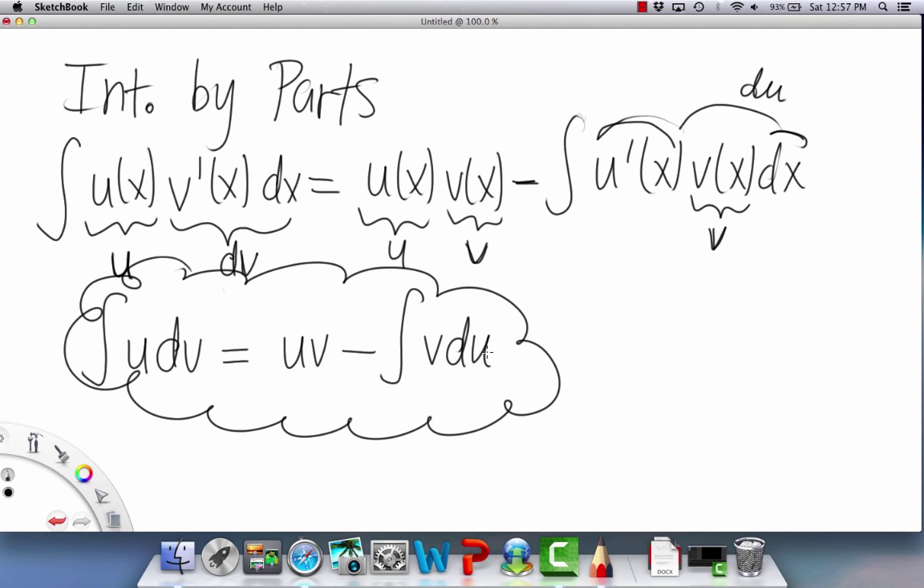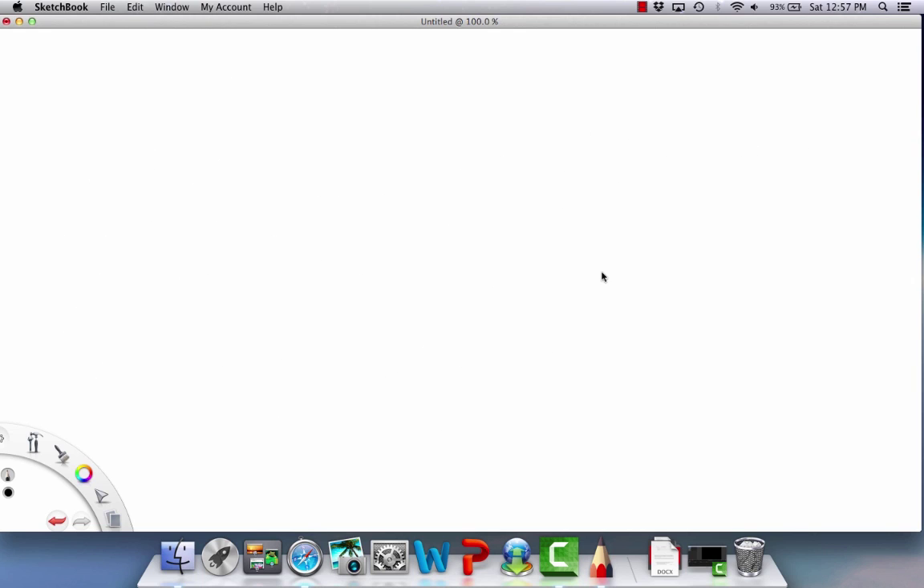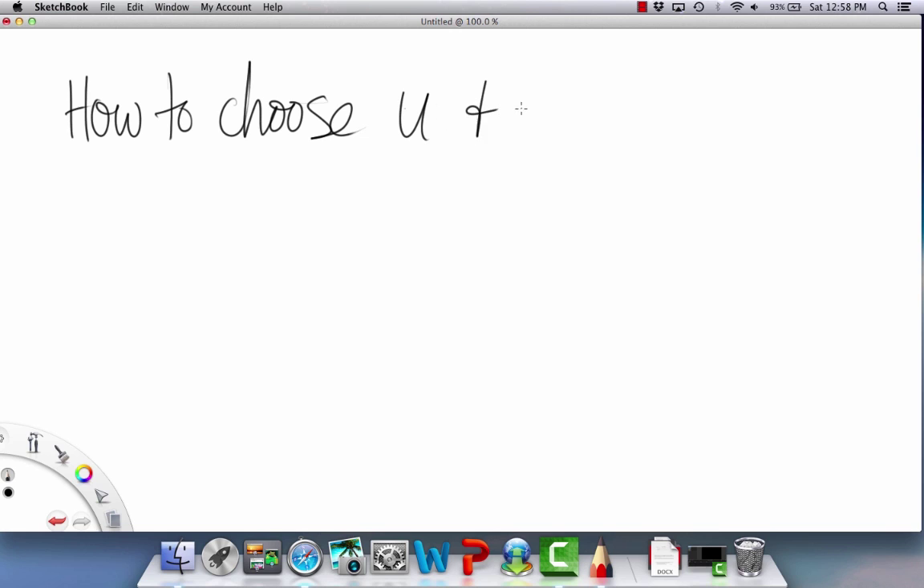So, how to choose your u and your dv, because they're going to give you an integral. So let me go on to the next page. They're going to give you some integral, right? So how to choose u and dv. Okay, I'll just give you the little rules or suggestions first of all, and then we'll tackle the problem.